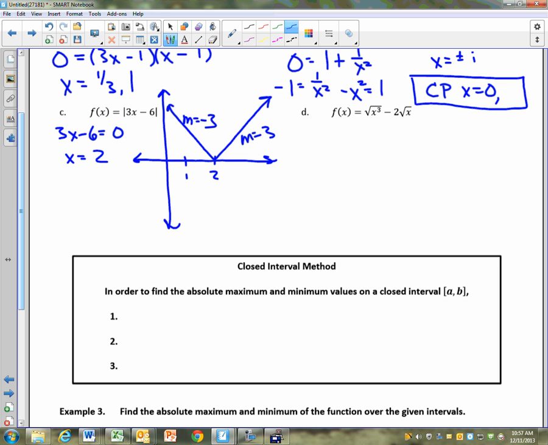So I'm not even going to do any algebra here, really. I'm just going to look at the function, okay? Is the derivative ever equal to 0? No. Can you take the derivative at 2? No. So my critical point, x equals 2. That's it.